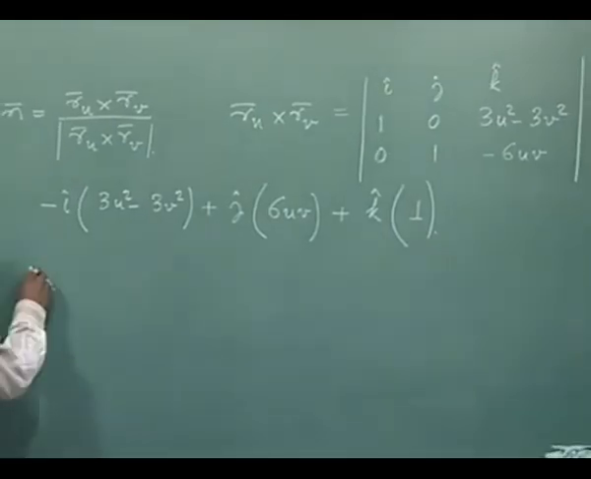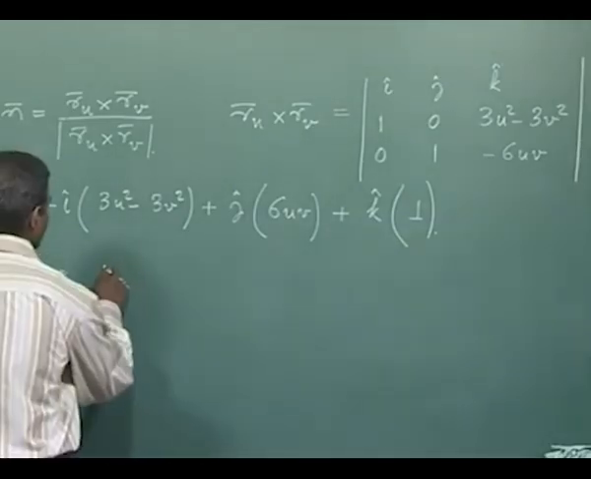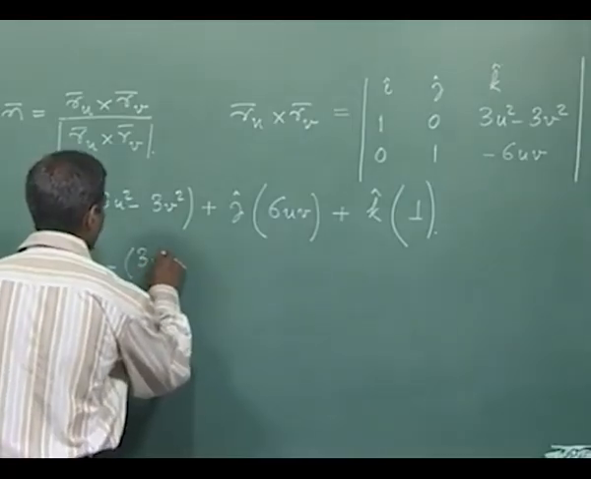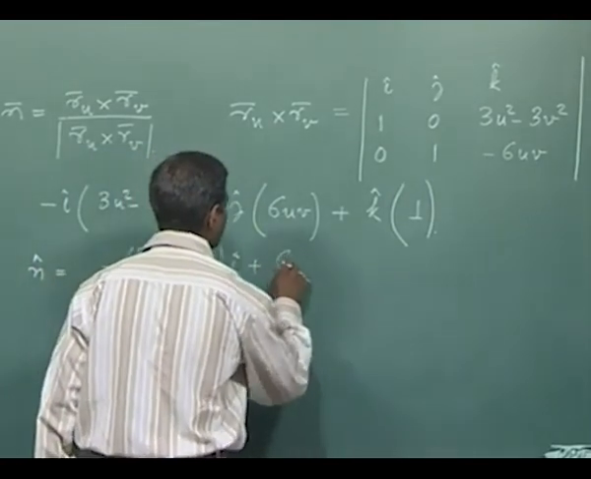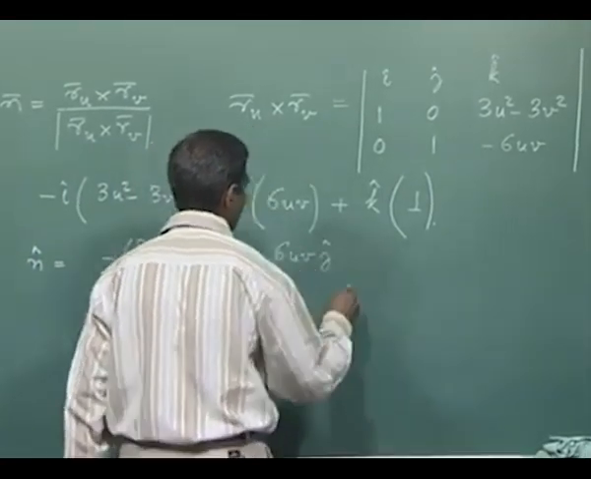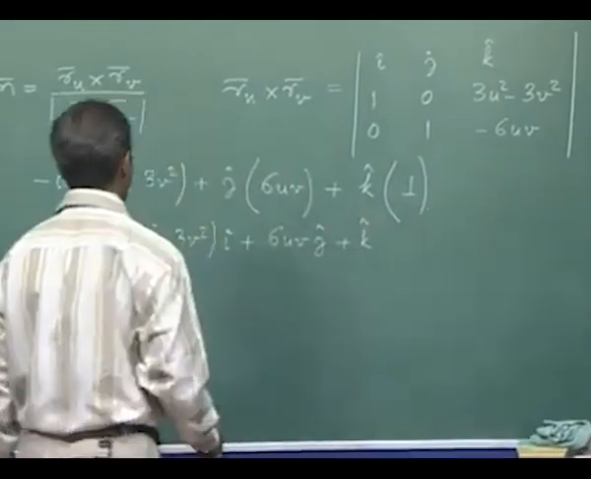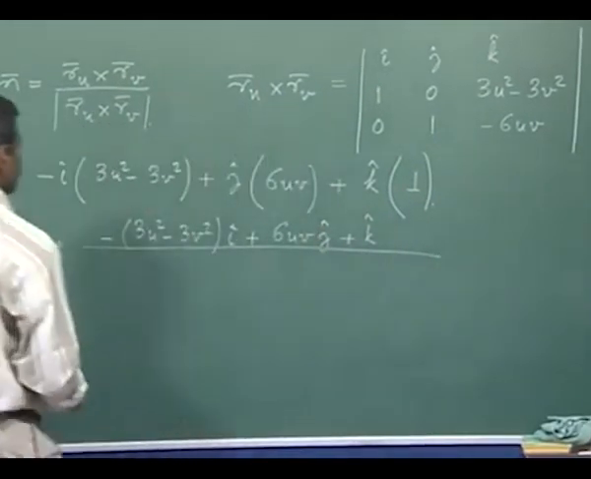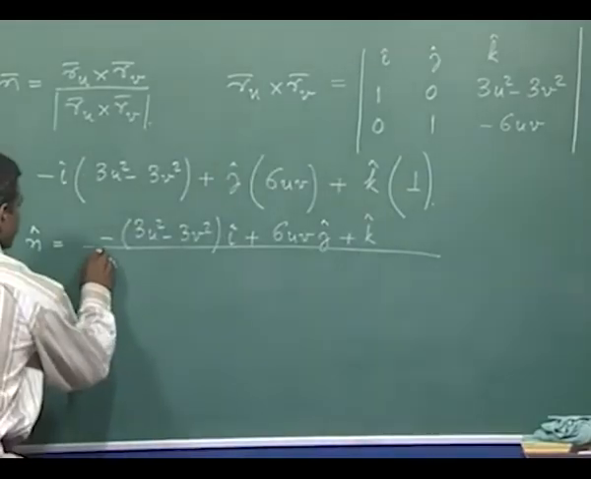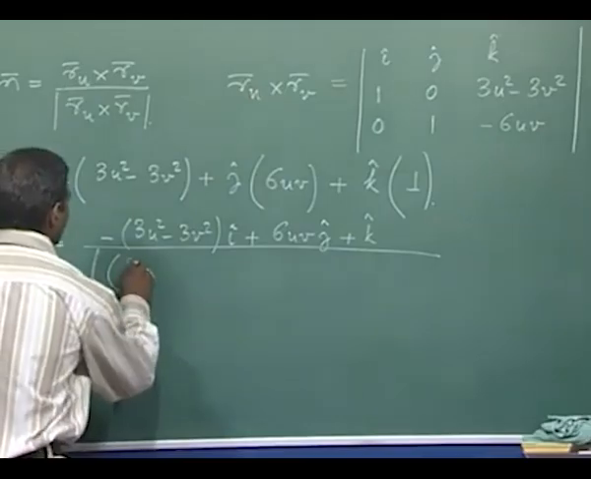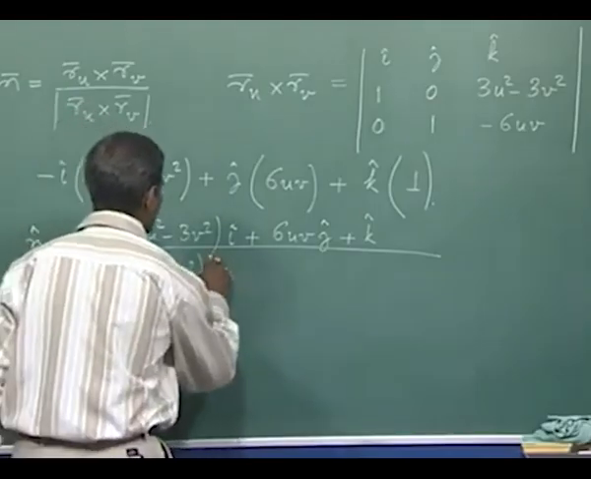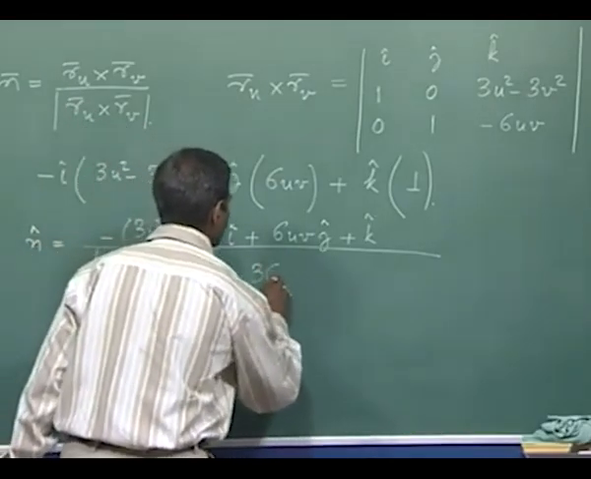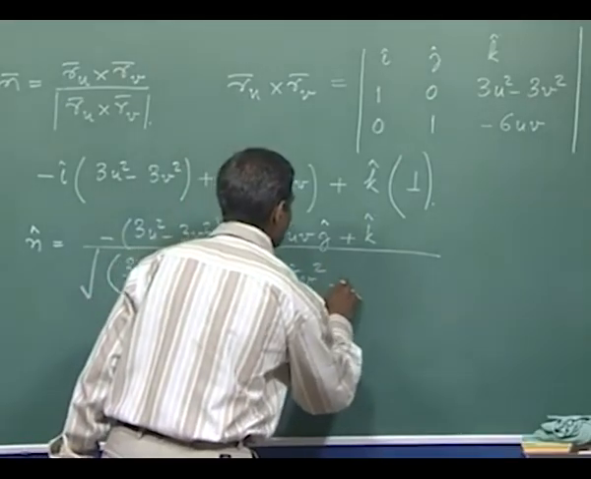So the unit normal n is equal to minus (3u squared minus 3v squared) times i plus 6uv times j plus k, over the square root of (3u squared minus 3v squared) the whole square plus 36u squared v squared plus 1.